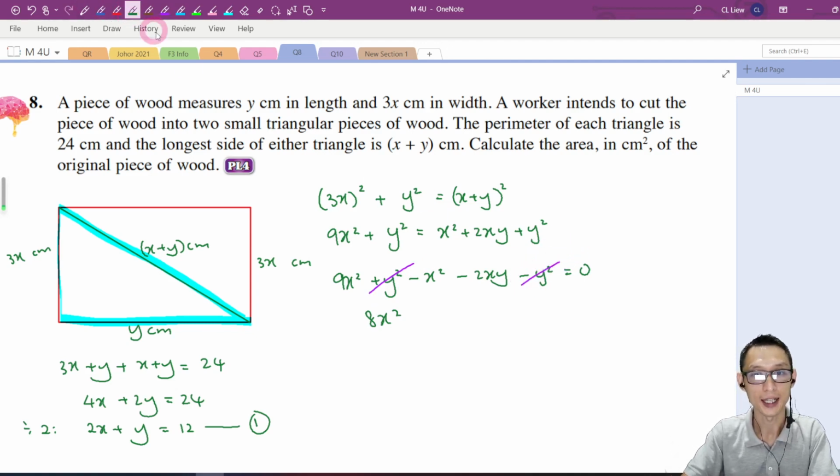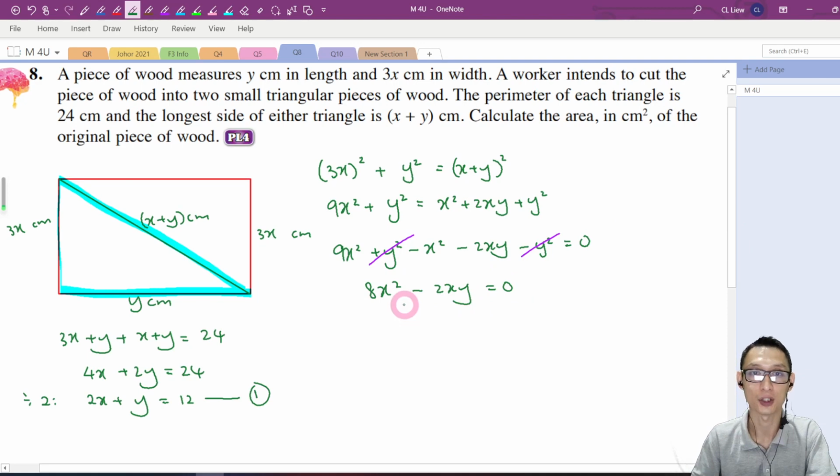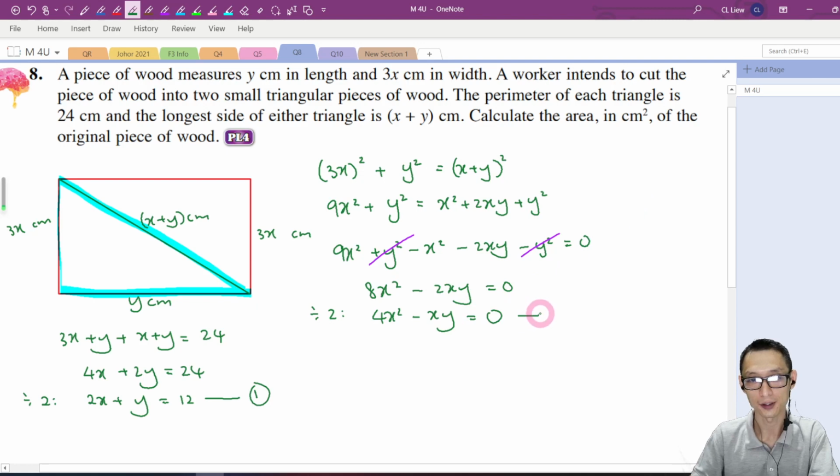We left with 8x² minus 2xy is equal to 0. So same thing, when I notice that the number can be made smaller, I'm going to do so. When the number becomes smaller, it's actually easier for us to solve it. Divide the whole equation by 2. So it will become 4x² minus xy equals 0. Okay, just let this one be the second equation.